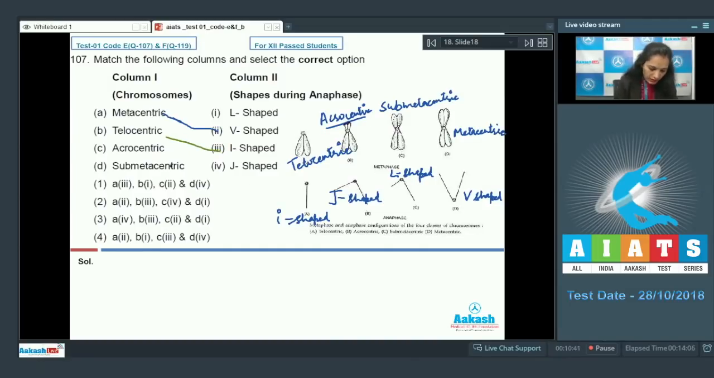acrocentric, J-shaped, submetacentric, L-shaped. So A goes with second. So these two options are ruled out. B goes with third. This option is ruled out. C with fourth and D with 1. By analyzing all the options, we can say that the second option is the correct one. So the correct option for the given question is option number 2. Let's move on to the next question.